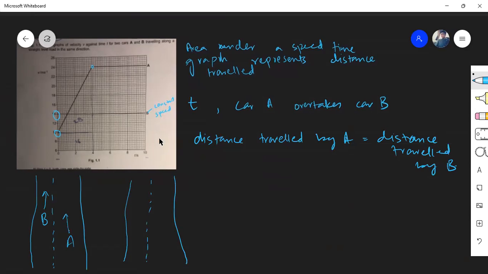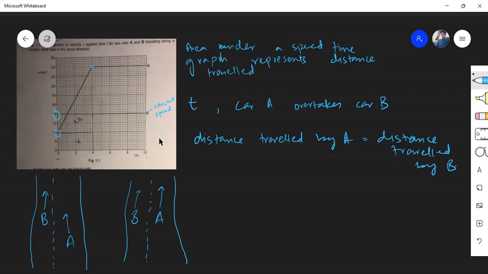Yeah. So there's going to be a time where B and A will actually be parallel to each other. They will be side by side. Is that correct? And they will still be moving, and B will be moving with a constant speed, and A might be accelerating.